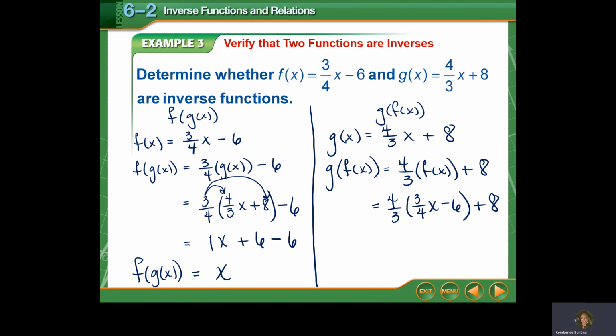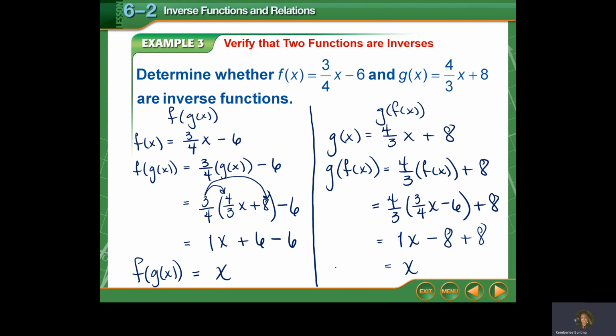So, are we ready to distribute the 4/3? What is 4/3 times 3/4? It's 1. So this is going to be 1x. What is 4/3 times -6? -8. Then I bring down my plus 8, right? Well, what's -8 plus 8? 0. And then this 1x, we don't need that 1 on there, do we?